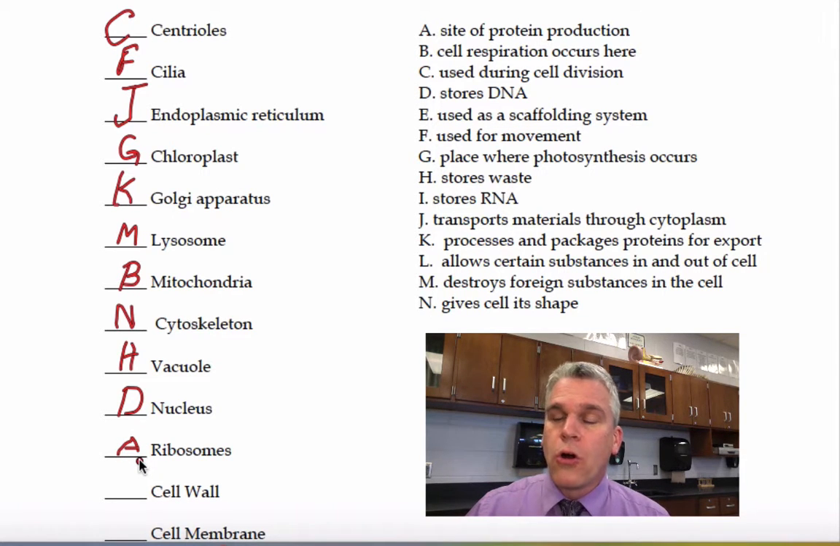The cell wall, so this is again on plant cells, and it also helps to give the plant cell its shape. The cell membrane, remember, is selectively permeable, so it allows for some things in and other things can't get in. That cell membrane is L.